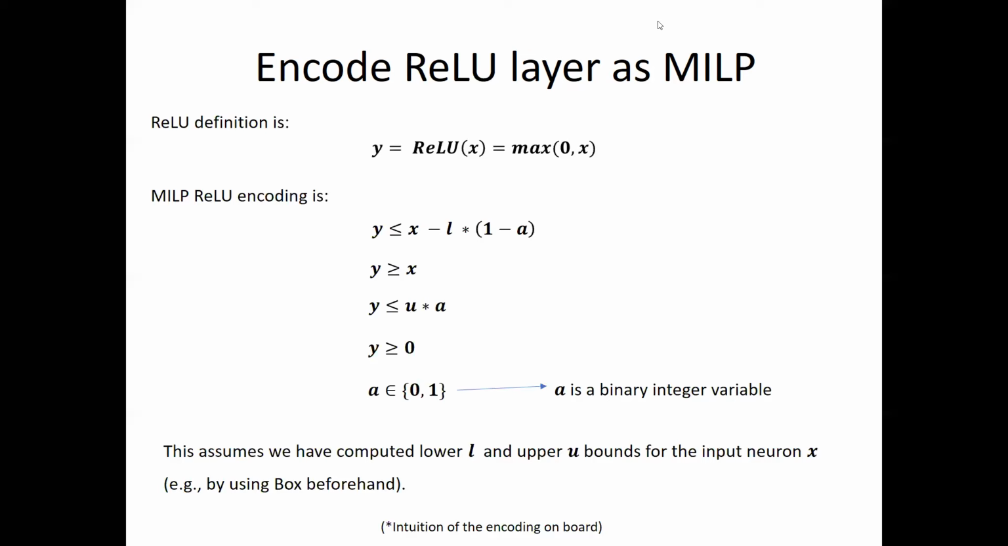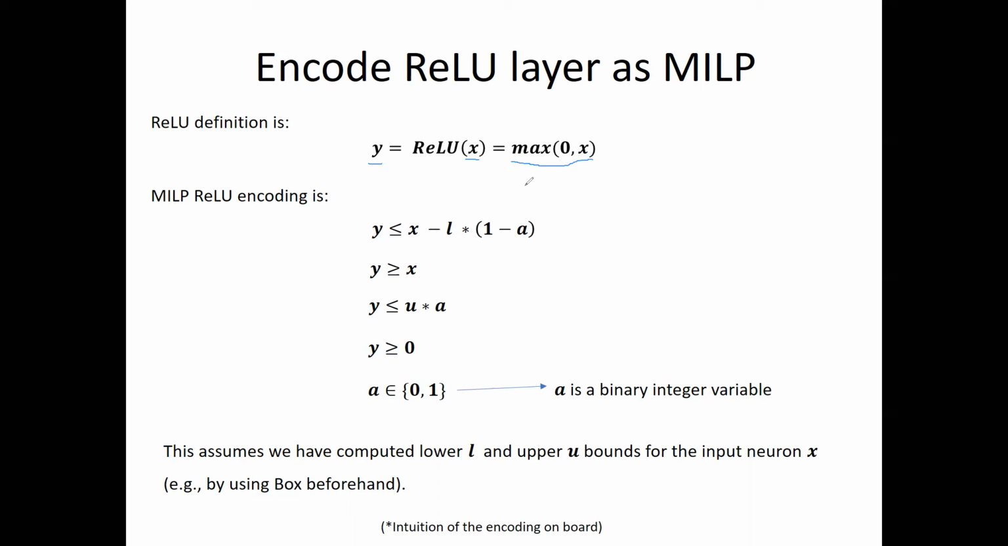So this is going to be encoded. So let's first get back to, let's use our drawings here. If you remember, the ReLU activation takes as input the neuron X and produces the value Y, where Y is the maximum of 0 and X. So if X is negative, then Y becomes 0. If X is positive, then Y becomes X, okay?